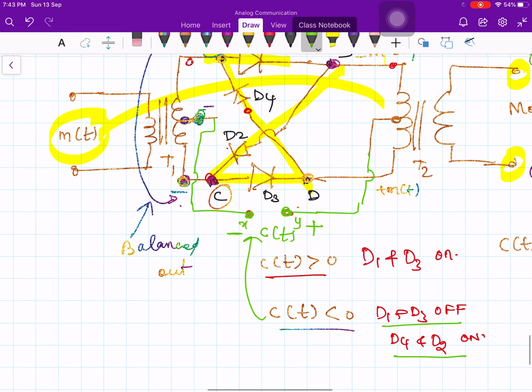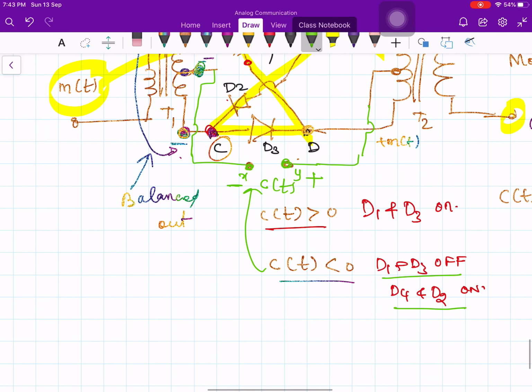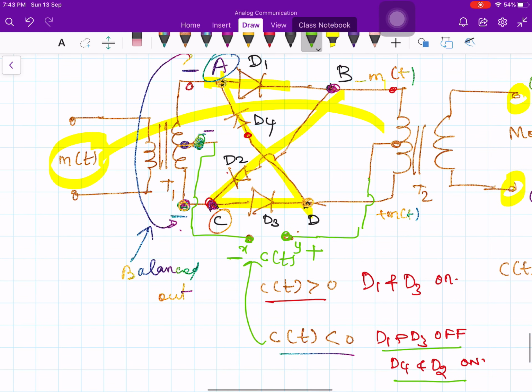So what is happening now? Instead of reaching M of t, this point via this path in the upper point, it reaches the D point. Okay, instead of reaching the B point, see this A point voltage, instead of reaching the B point, it reaches the D point via the diode D4. Similarly, C, instead of reaching the D, reaches B via the diode D2.